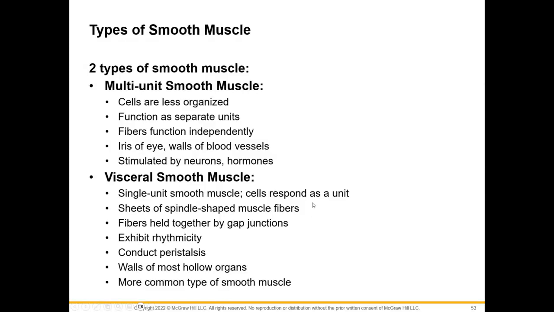Okay, visceral smooth muscle. It's a single unit smooth muscle where the cells respond as a unit. Sheets of the spiral-shaped muscle fiber is the organization pattern you see here. The fibers are held together by gap junctions. They exhibit rhythmicity, so they have rhythm. They conduct peristalsis, so you find them in most of your hollow organs, and they push material through them. It is the more common type of smooth muscle.